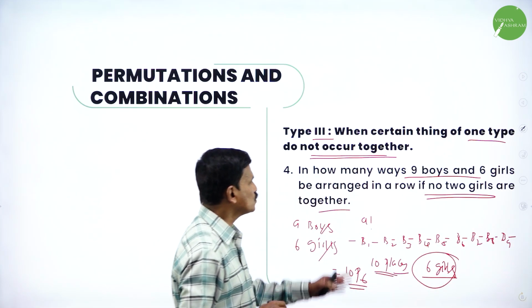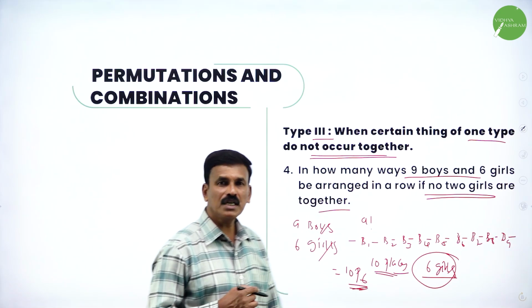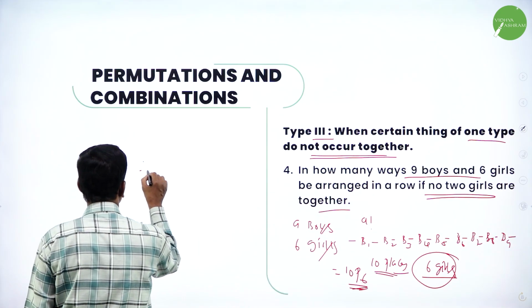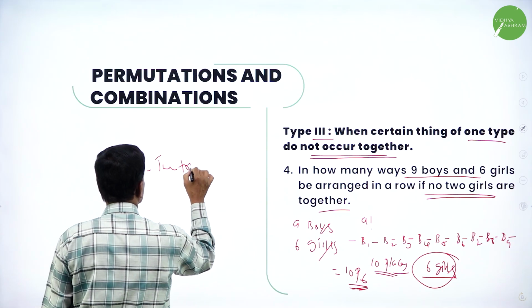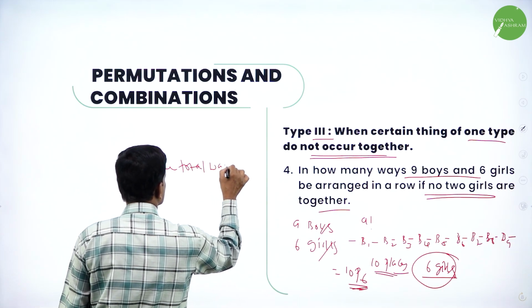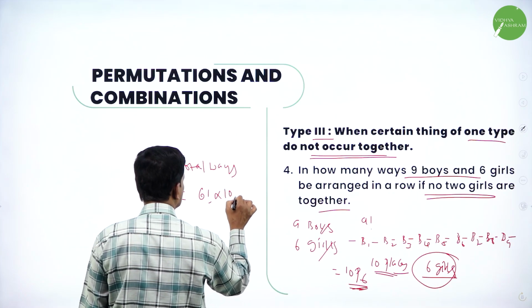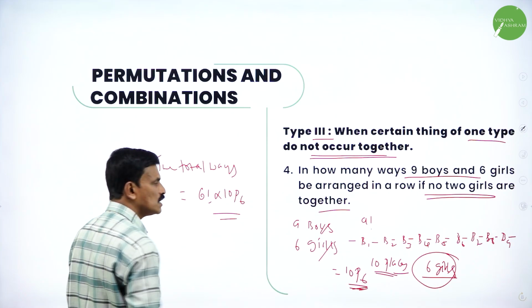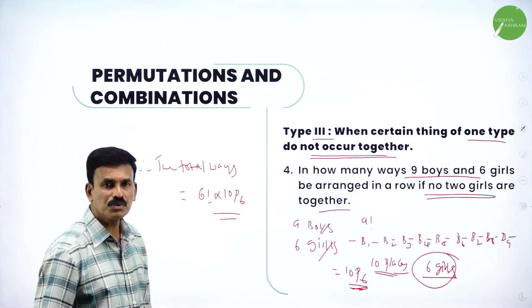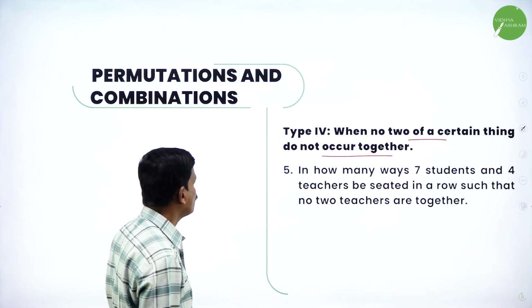The condition is no girls are together. So therefore the total ways is equal to 6 factorial into 10P6. That's it. This is the required answer. Hope you followed. Let us move on to type 4.